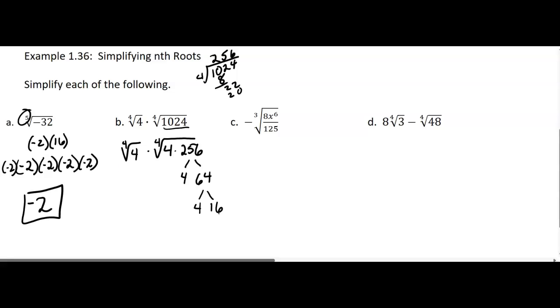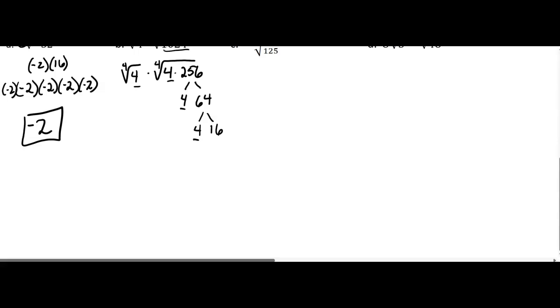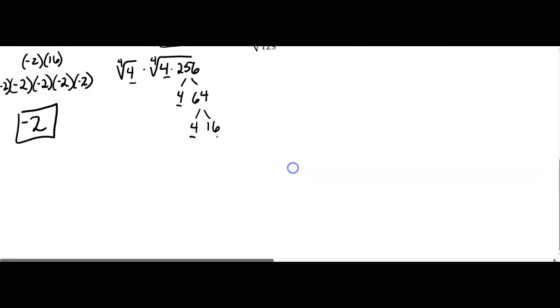Now look, I've got a 4 here, a 4 here, a 4 here, and a 4 here. That's a group of 4s. I'm going to write this a little bit better. But what about that 16? Well, that's 4 times 4. That's true. But let's write this, but we'll put it all in terms of 4.